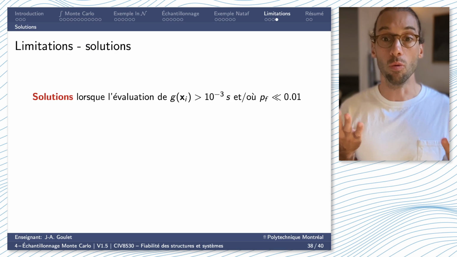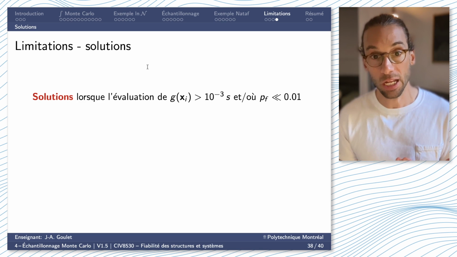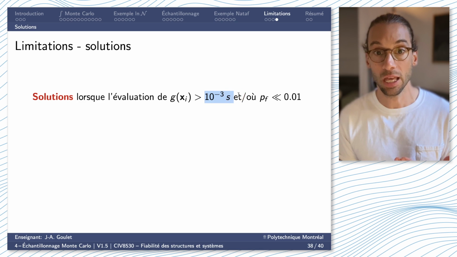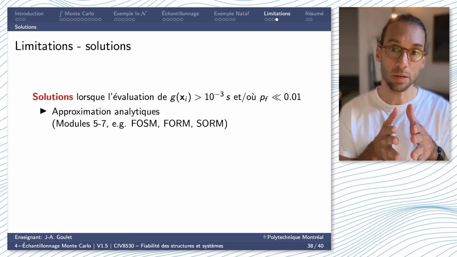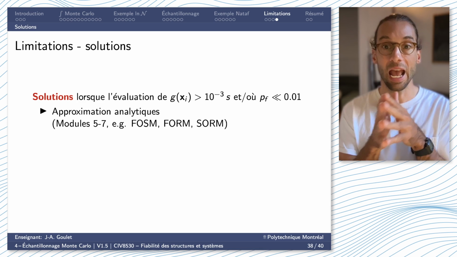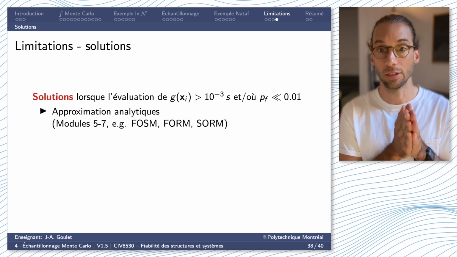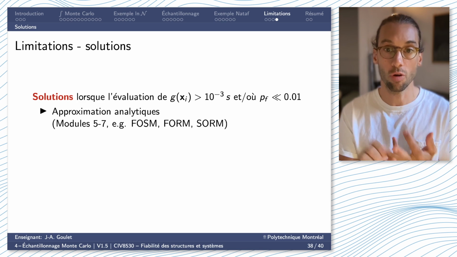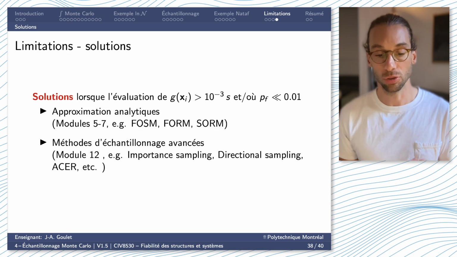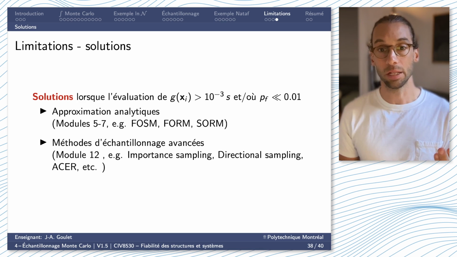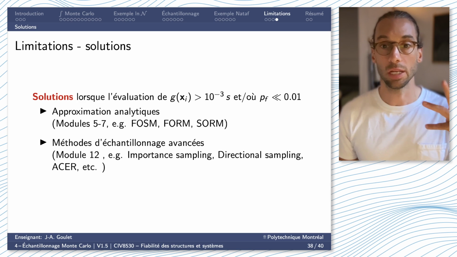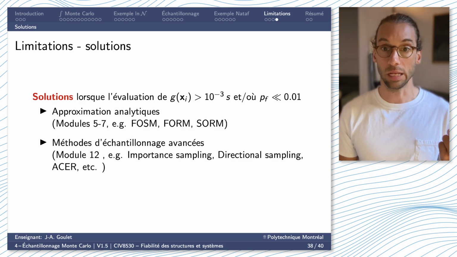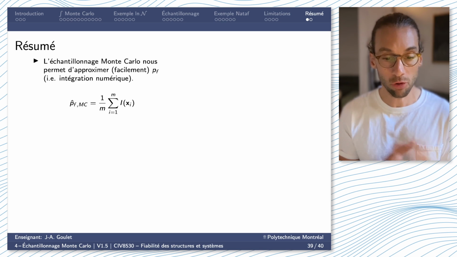So what do we do when we have a limit state function that takes a substantial number of seconds to be evaluated, and we want to evaluate a very small probability of failure? In this case, we're going to see in modules 5 to 7 the analytical methods to do such integration using FOSM, FORM, and SORM. And we're going to see in module 12 the more advanced sampling methods, such as importance sampling, directional sampling, ASAR. There are many methods that can be used in order to speed up the Monte Carlo sampling while having an accurate estimation.